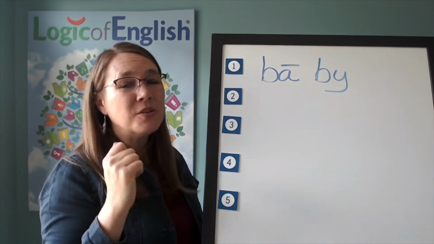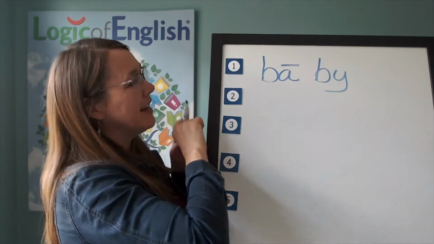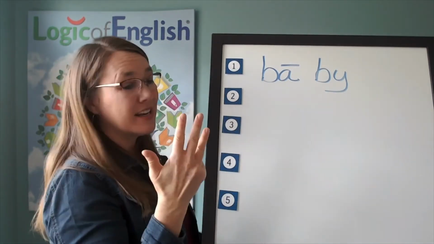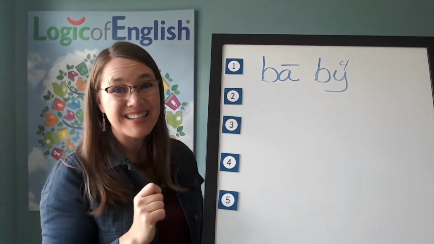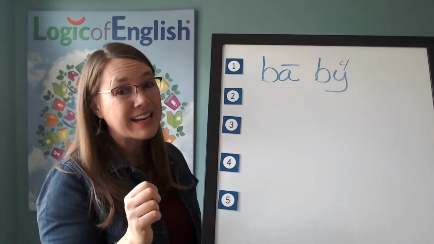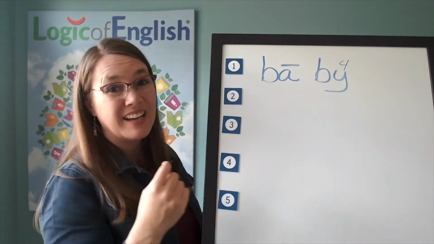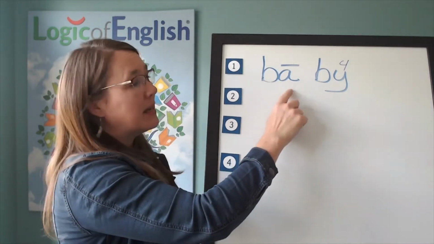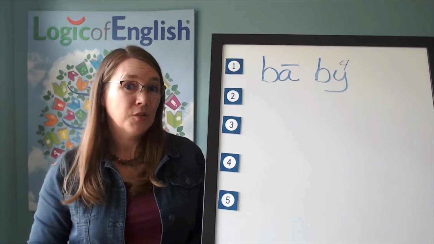And why did the A say its long sound? A, E, O, U usually say their long sounds at the end of the syllable. And what did Y-I-E say? You're right, it said its fourth sound, so we'll put a 4 over it. And why did it say E? Y only says its long sound E at the end of a multi-syllable word. And there it is. It has more than one, so it's a multi-syllable word. Let's read it. B-A-B-E, baby.